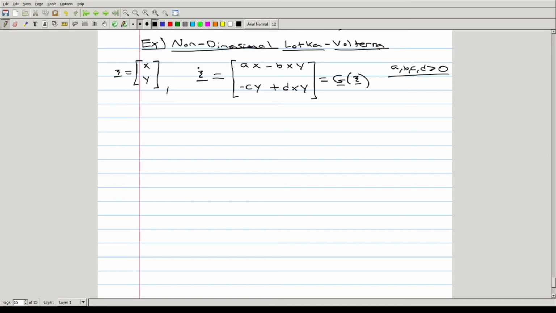Where a, b, c, and d are all positive parameters that are found when non-dimensionalizing the predator-prey equations and represent the growth of the prey in absence of the predator, the rate of decrease in the prey due to the predator eating the prey, and same thing, this is the shrinking of the predator in absence of the prey, and this is the growth of the predator population due to consuming the prey population.